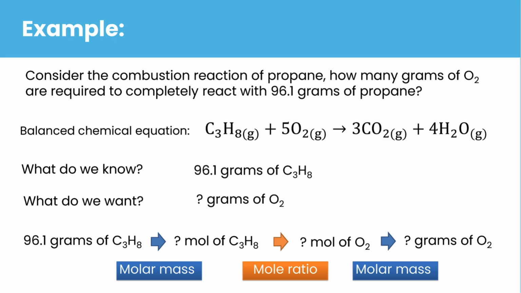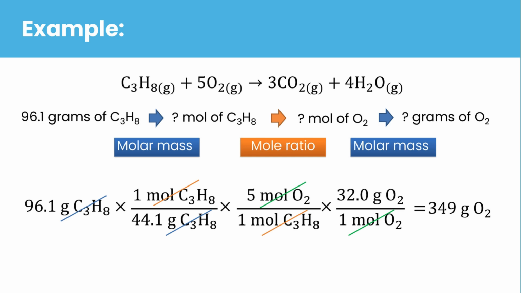Okay, let's tackle that propane, C3H8, example from the source. Given 96.1 grams of C3H8, calculate grams of O2 needed. The balanced equation is C3H8 plus 5O2 yields 3CO2 plus 4H2O. All right, start with the given, 96.1 g C3H8. First step: grams to moles. Yeah. Use the molar mass of C3H8. The source uses 44.1 g per mole. Right, so 96.1 g C3H8 times 1 mole C3H8 over 44.1 g C3H8.